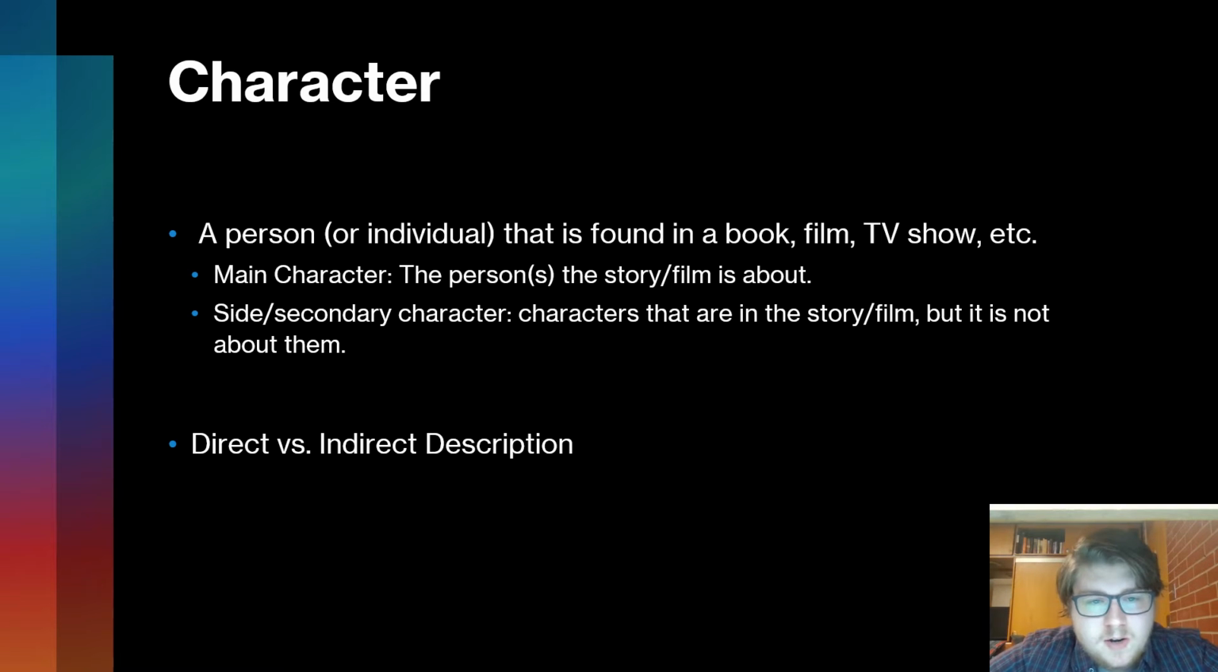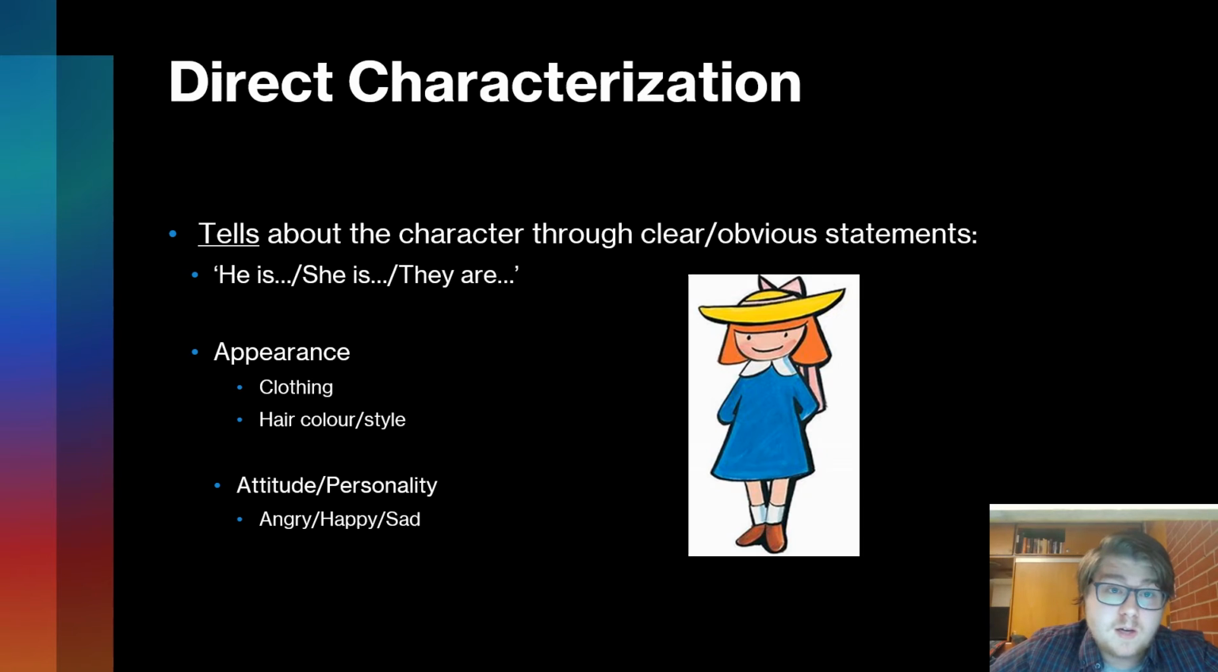But when it comes to character, it's more about the description. This comes down to direct versus indirect description, otherwise known as characterization, which is description of character. Big fancy term for that. Direct characterization tells about the character through clear or very obvious statements. It says it outright: he is, she is, they are. This might be anything from appearance, such as clothing, hair color, size even, to their attitude or personality. They might be angry, happy, sad, or anything like that.